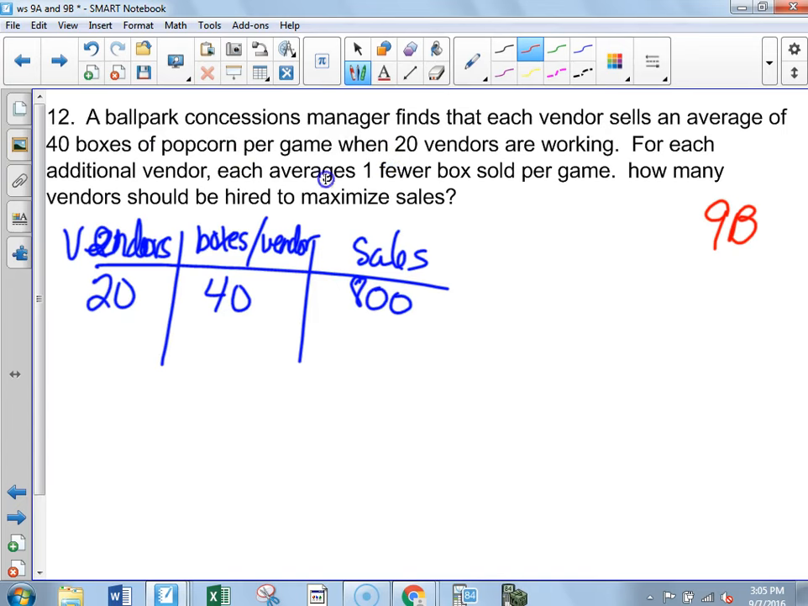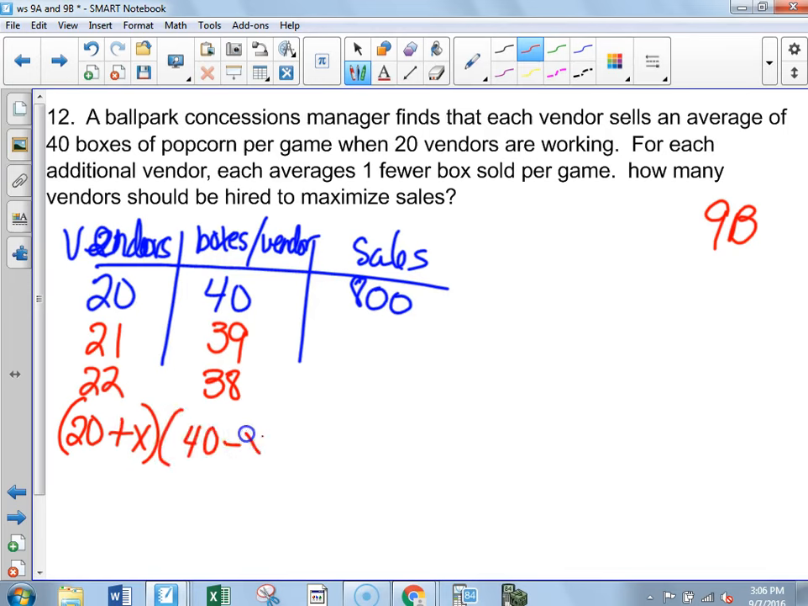For each additional vendor, they will each average one fewer box. So if he hires 21 vendors, then only 39 boxes will be sold. If he hires 22, then only 38 will be sold, and so on. Yes, the numbers are the same as one of the questions on the other. This is going up by ones, starting at 20, and this is going down by ones. And we're trying to find the maximum of that. So you can literally graph that parabola and find the maximum.